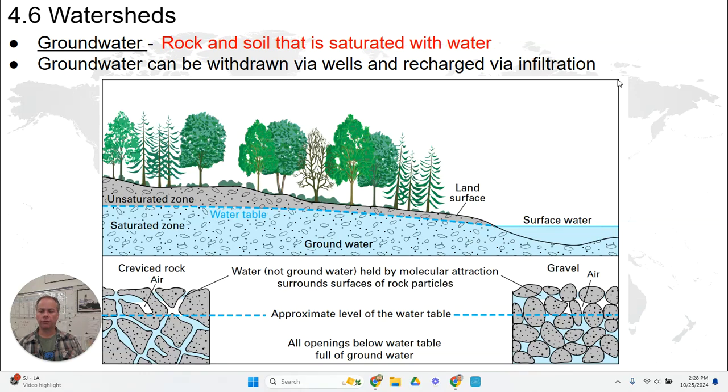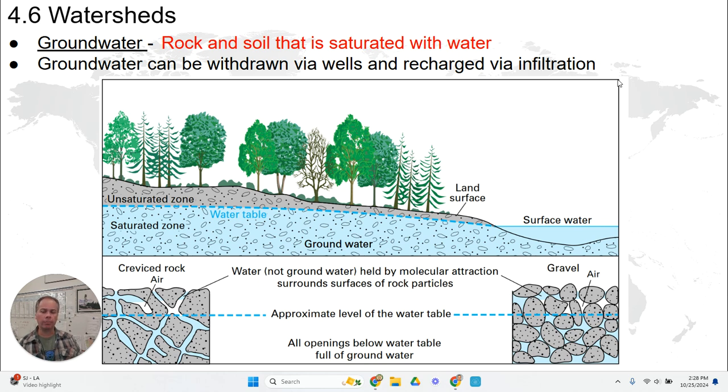Topic 4.6 focuses on watersheds. The definition of a watershed is basically an area of land in which snow, rain, and precipitation all eventually lead to streams, a river, an ocean, or an outflow. We'll look at some maps that show watersheds. But if we think about the subsurface water, there's something that we call groundwater.